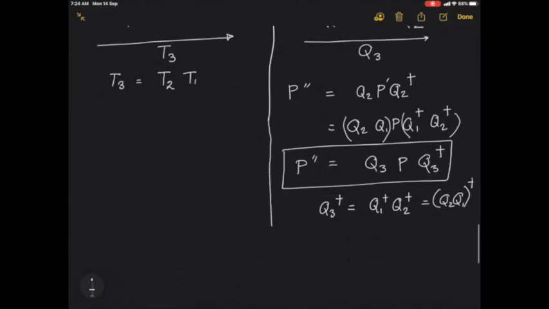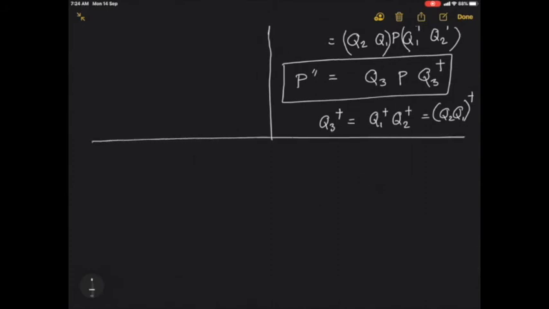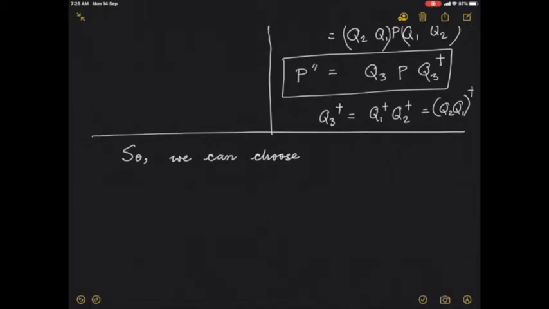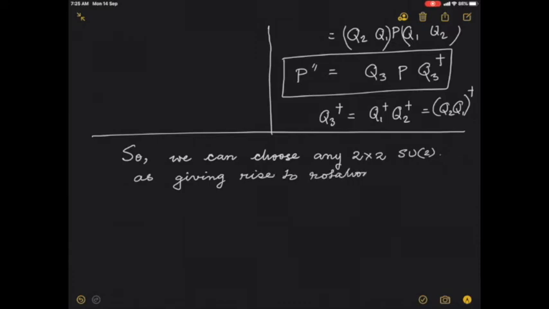So what we can do now is that we can choose, so this is our conclusion so far, we can choose any 2 cross 2 SU2 matrix as giving rise to the transformations we want, or giving rise to rotations.